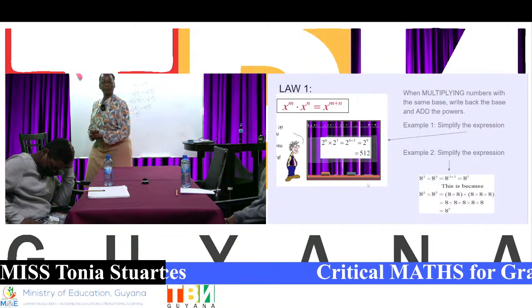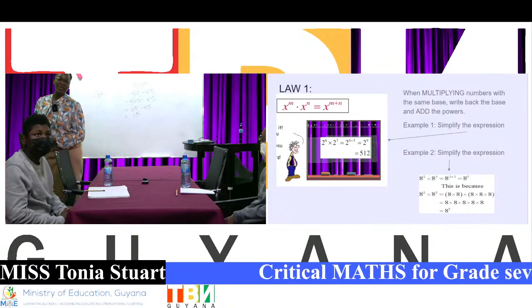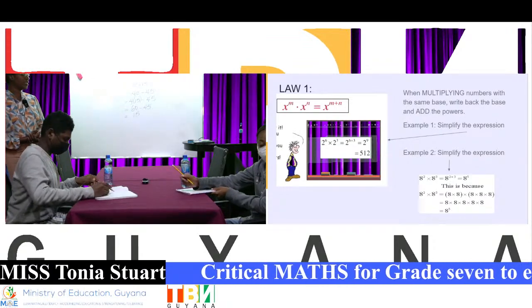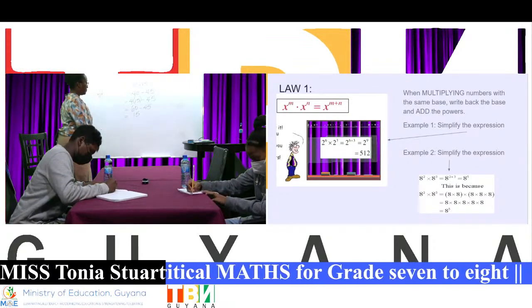Are we following? Yes. Copy the rule and copy the example in 2 minutes.